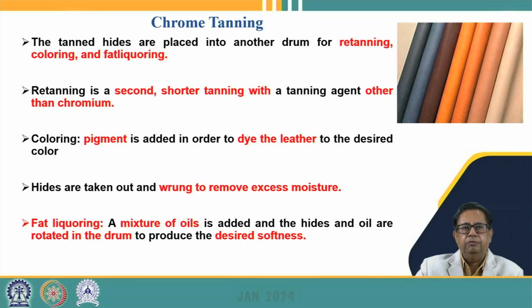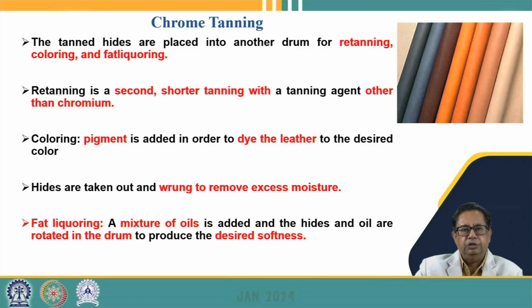After retanning, we go for the coloring process. That is, we add certain pigments and certain dyes to the leather so that we can get the desired colors in the leather. Then the hides are taken out and wrung so that the excess moisture present may be removed from the produced leather.